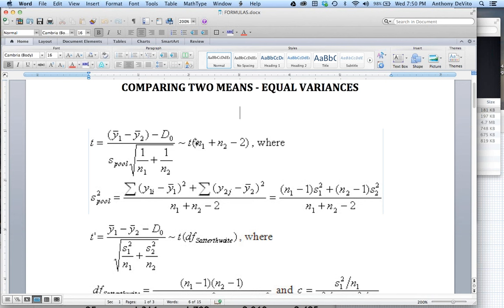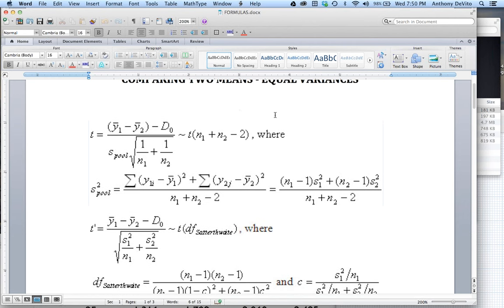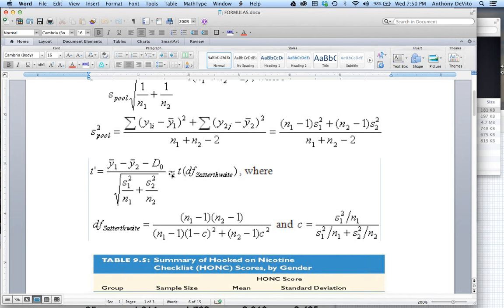Now, in order to say what the t-score I need to exceed is, my critical value of t, I need to use the sample size, or degrees of freedom. I have to know what the degrees of freedom are, which is tied into the sample size. How do you calculate it for equal variances? Well, you use this lovely formula down here. Degrees of freedom is equal to n1 minus 1 times n2 minus 1 over this, over 1 minus c, and c is calculated by this ugly stuff here.